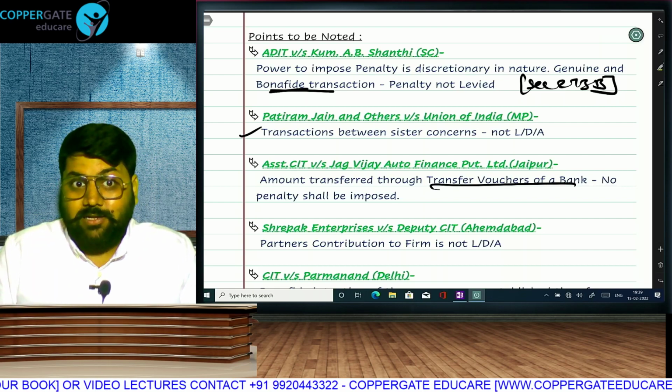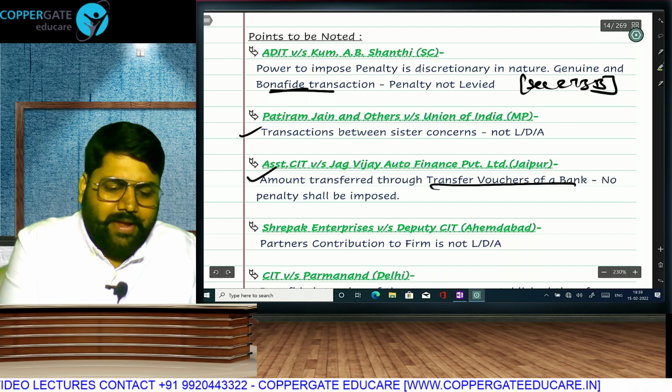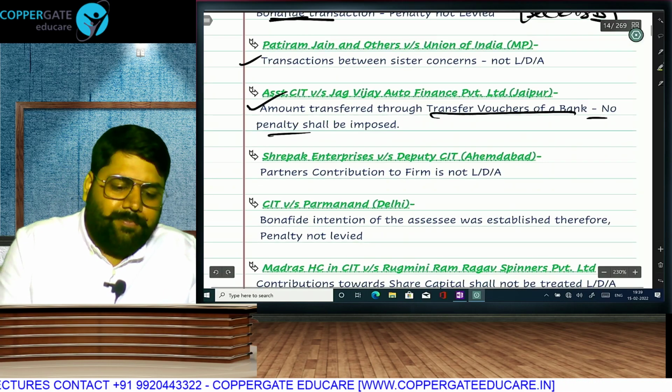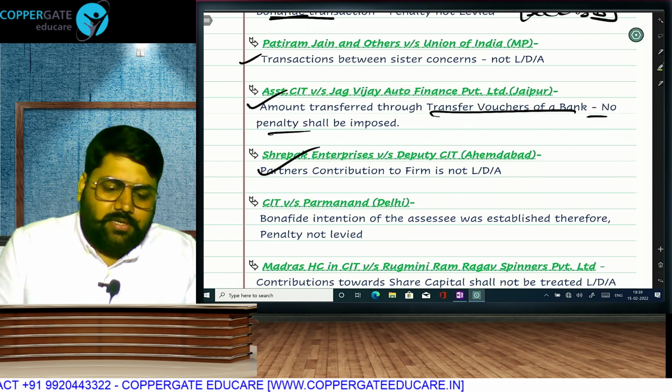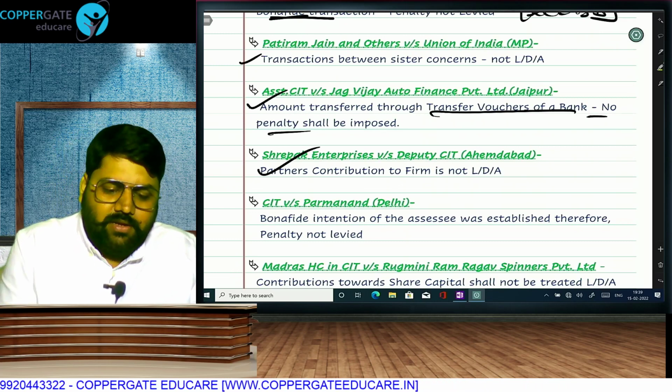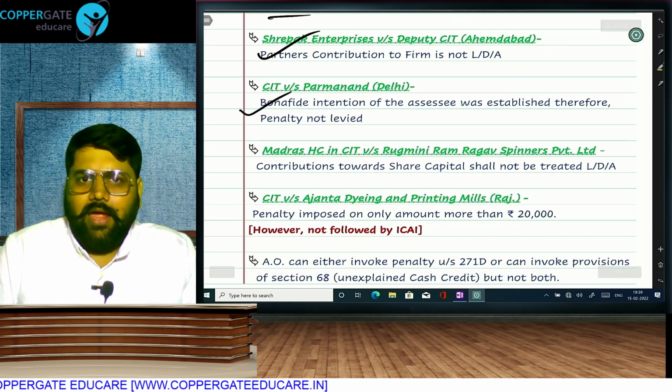It is done through bank, though not account payee cheque, draft or electronic mode, but allowed because it is done through bank. No penalty shall be imposed. Partner's contribution to firm is capital. It is not a loan, advance or deposit. If there was a genuine intention of the assessee, then no penalty will be applicable.